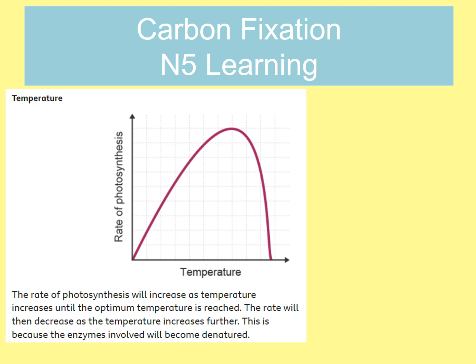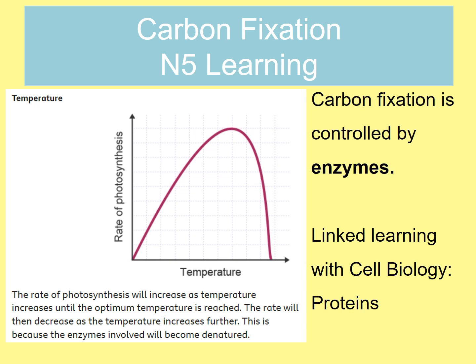The diagram on the screen in front of you is showing the effect that temperature has on the rate of photosynthesis. Now, we have identified that carbon fixation is controlled by enzymes. Linking our learning back to cell biology, all enzymes are affected by temperature. So therefore, if enzymes control carbon fixation, the rate of photosynthesis will ultimately be affected by temperature.